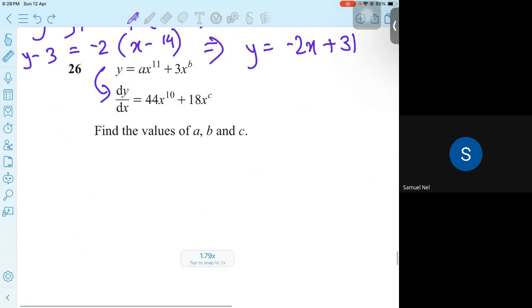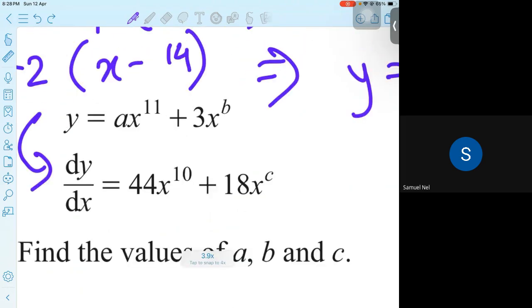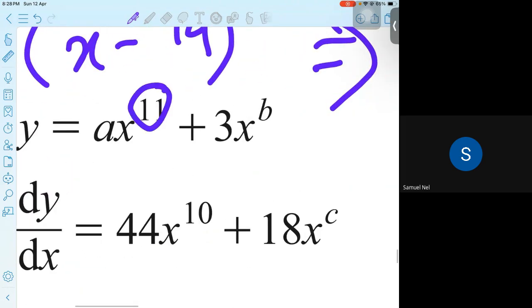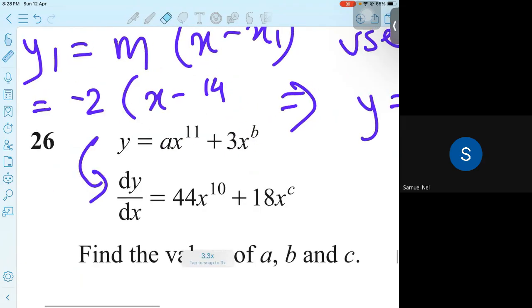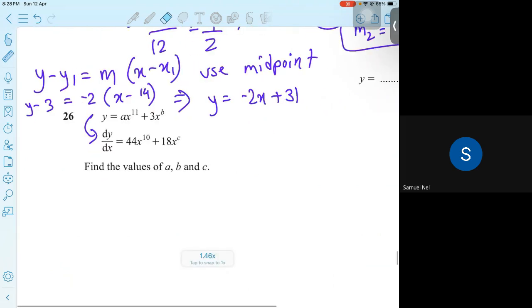Let's do this. So the rule for differentiating is you take the power, you bring this up front, you multiply it, and then you take a -1 to the power. Okay? Similarly, bring this here, -1. So let's see. I think I erased something from the top. Okay. So let's see. I have y is equal to a x to the power 11 plus 3 x to the power b.